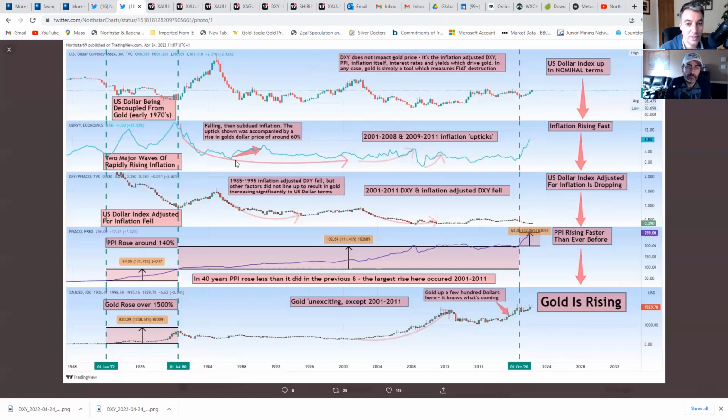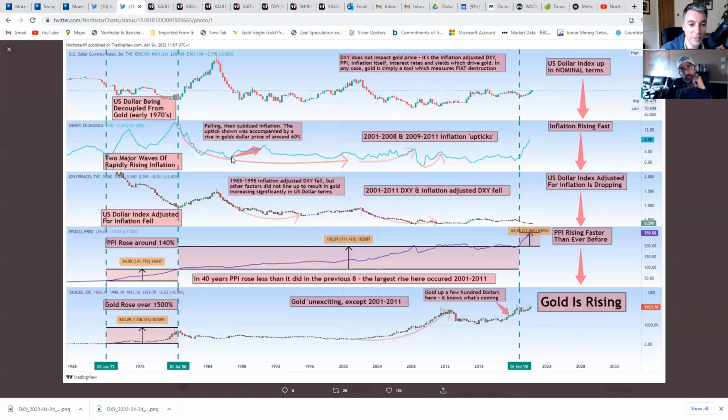So what I've got lined up here is inflation, the next one down, and you can see again how inflation was pretty subdued after the 1970s, but with some notable upticks in inflation, particularly 2001 to 2008 and 2009 to 2011, which precious metals investors will recognize as periods when gold and silver did particularly well, even though we're in a broader disinflationary environment.